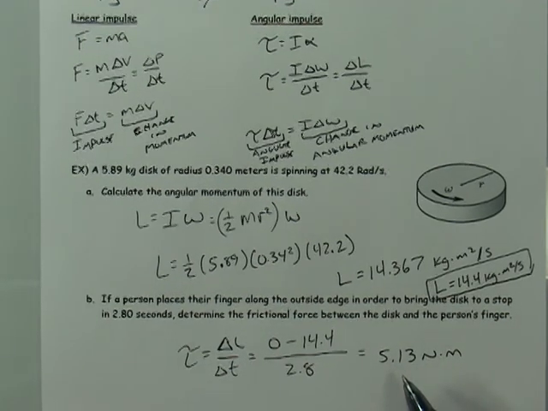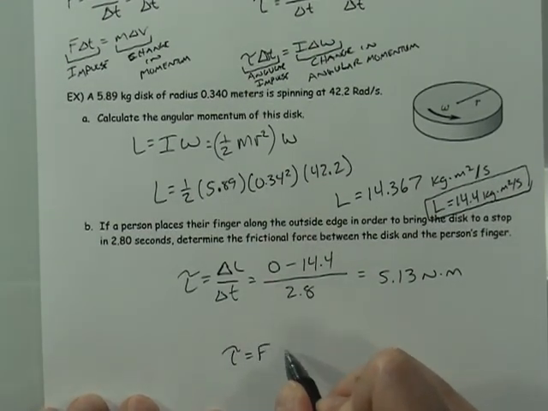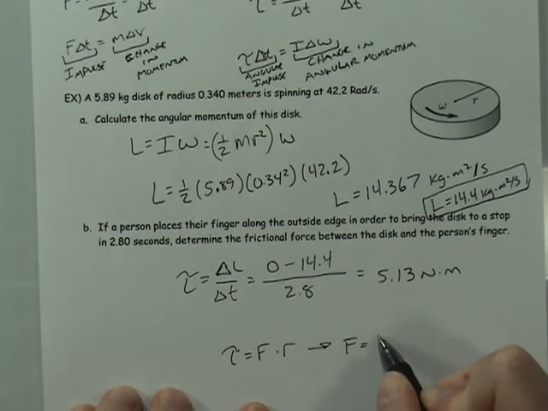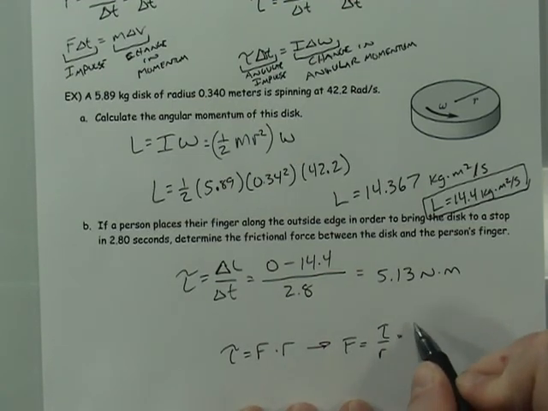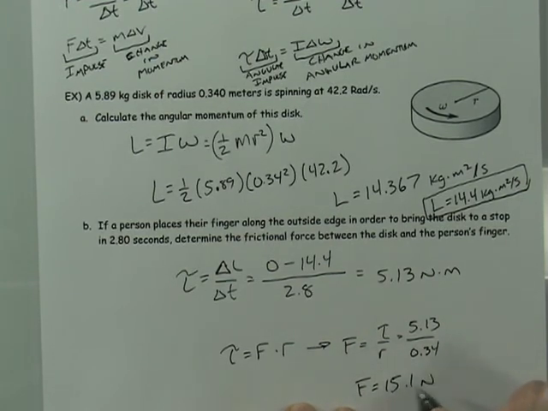Now that's not the final answer because, again, we're not looking for the torque. What I want is the force. In this case, that would lead to a force, which is the torque divided by the lever arm. That is 5.13 divided by 0.34 to give me a frictional force of 15.1 newtons.